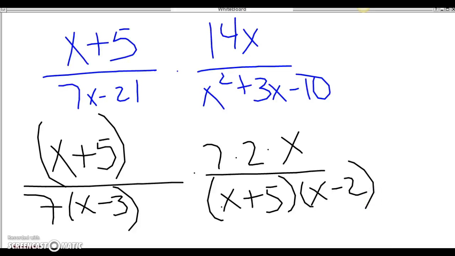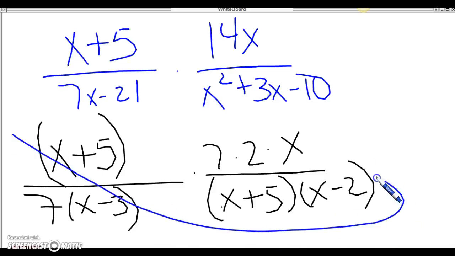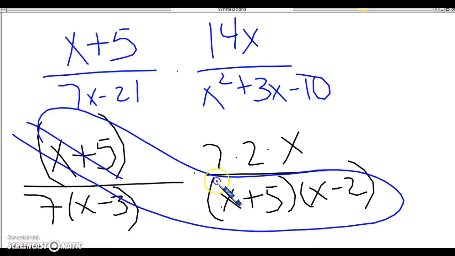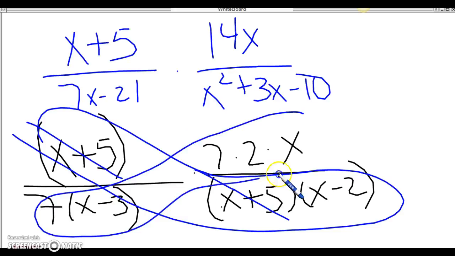So one thing a lot of students ask me about is how do I know which ones I can look at? So I have to look at my crosses and see what I can cross out. So notice that I have this x plus 5. X plus 5 is connected to each other because of that plus sign. So I have to have another x plus 5, and I do. If I look here, looking at my crosses this way, I have a 7 and I have a 7 here. They're not connected by anything, so I can cross those out.